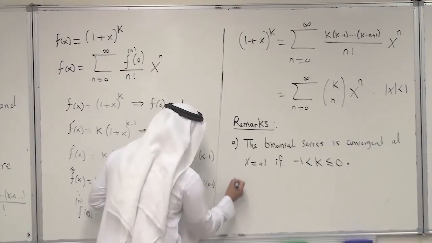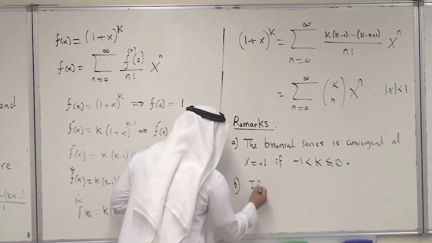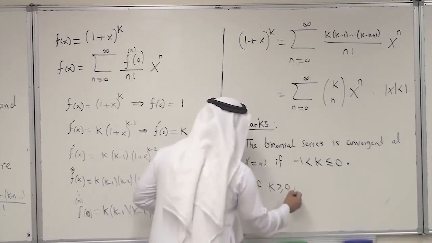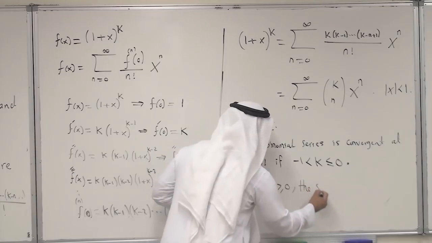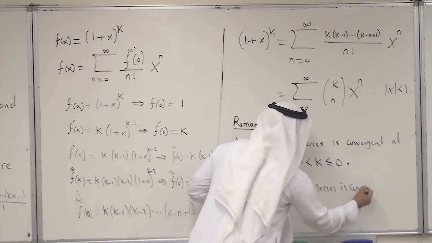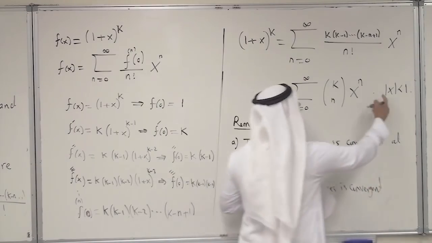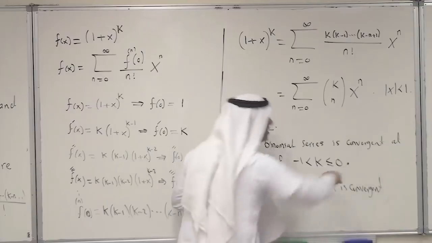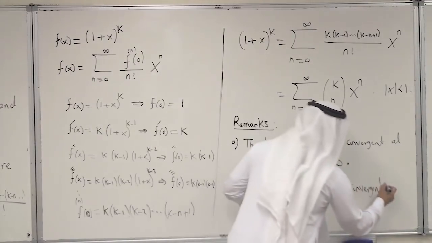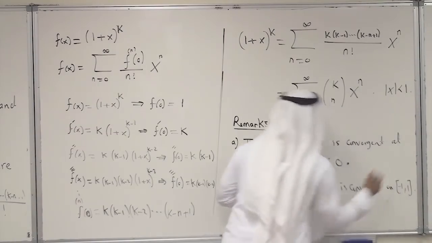The second observation we can make is this: if k is a non-negative real number, greater than or equal to 0, the series is convergent, not only between -1 and 1, but still convergent at 1 and at -1. So the series is convergent on this interval, -1 closed, 1 closed, okay?